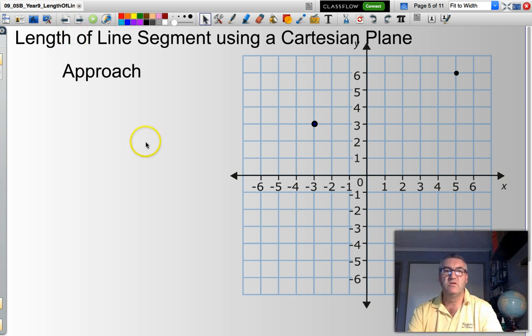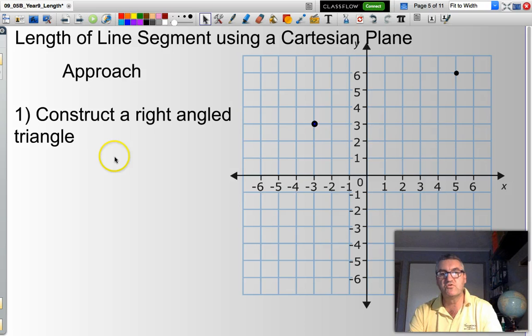Now, this is the approach that I like to follow. Say I have a coordinate here of -3, 3, and another one at 5, 6, and I wish to find the length of the line segment between those 2 points. This is the approach that I will follow. I will construct a right angle triangle. So I'll go up and across, and there you have it. There is my right angle triangle. I could, if I wanted to, go this way. Doesn't matter.